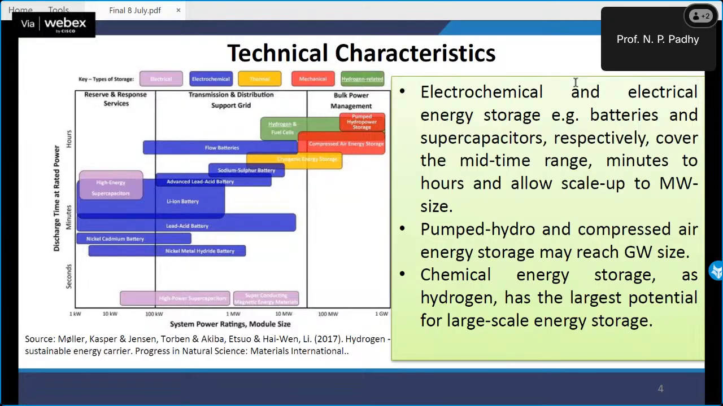So it's a three-dimensional figure. The X-axis represents the magnitude. Y talks about the hours of discharge. And another plane on the top talks about your reserve responses.